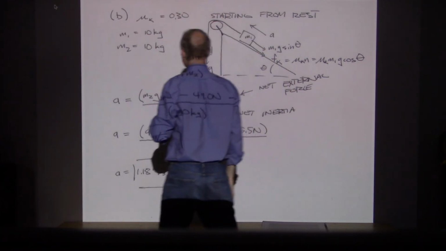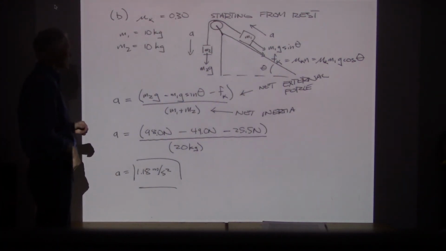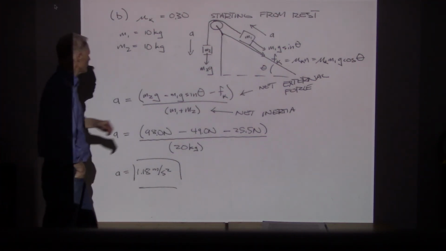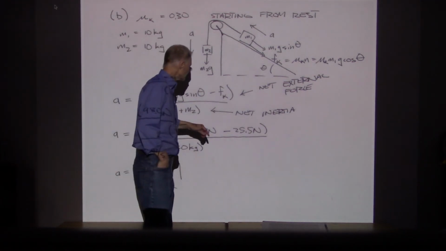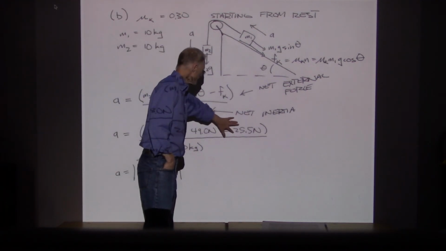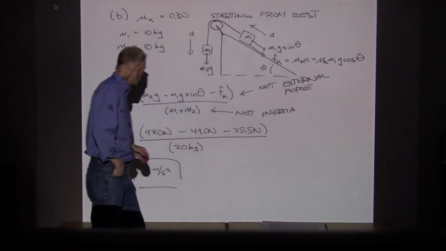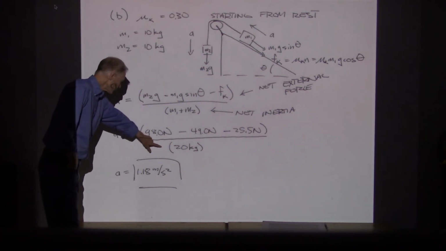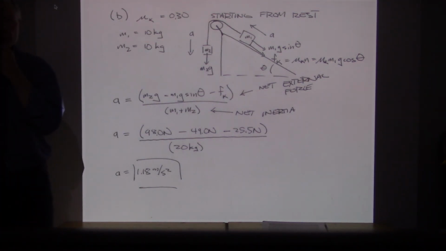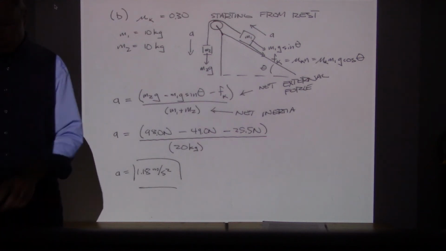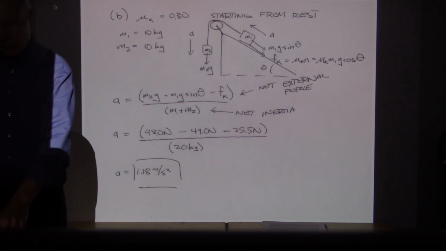So let me go ahead and work from the 30 degree angle, which now I've got to go back and check. I'm pretty sure I calculated it for 30. So at 30 degrees, this is 49 newtons. And at 30 degrees, this works out to be 25.5 newtons. And dividing through by the 20 kilograms, I ended up with an acceleration of 1.18 meters per second squared. Okay, so again, I need to go back and double check that one.